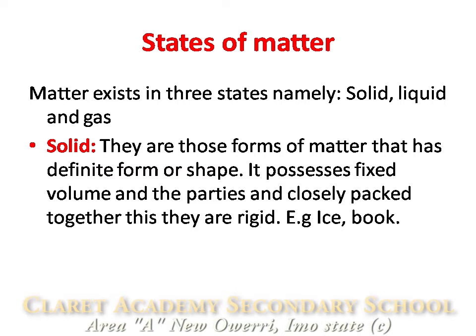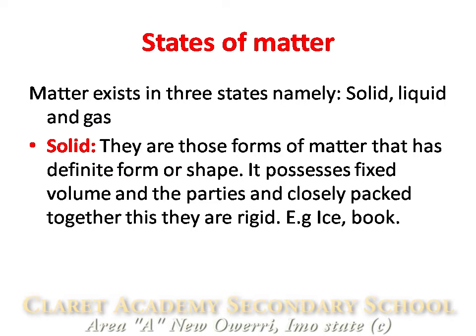For instance, if you see this your exercise book, you may be able to describe that this our exercise book is somehow square in nature, including your desk. You can describe it because it is a solid form of matter. This solid form of matter also has fixed volume. Since the particles are closely or rigidly packed, we say that this solid form of matter has a rigid shape.